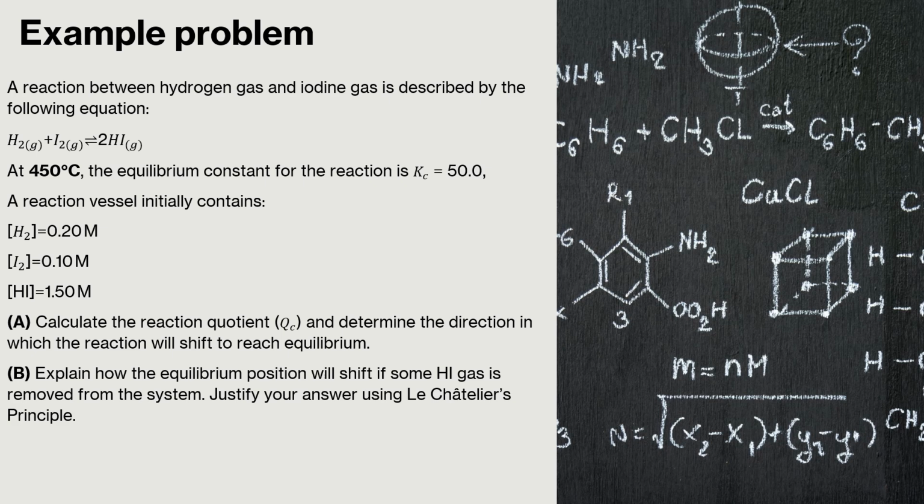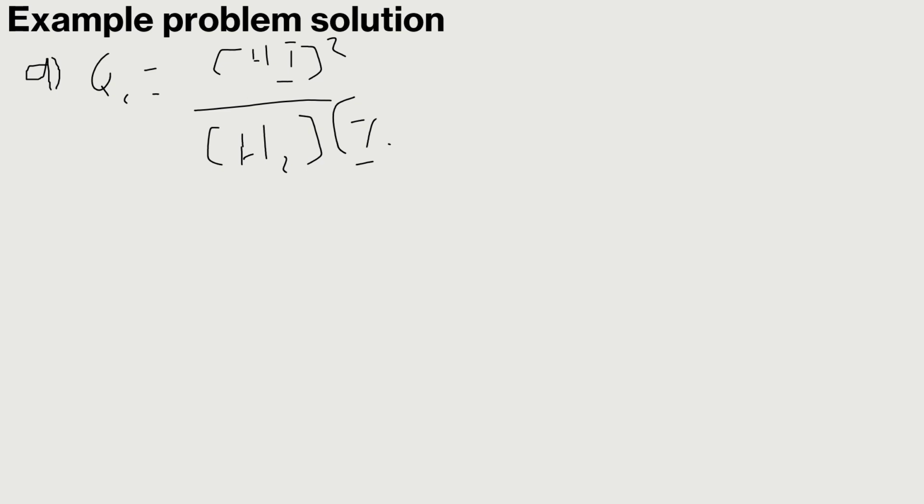Second, we must explain how the equilibrium position will shift if some of the hydrogen iodide gas is removed from the system, and this must be justified using Le Chatelier's principle. So now let's look at how to solve this problem. So for part A, essentially this involves the formula for the reaction quotient, which for Qc in this case will equal the concentration of hydrogen iodide gas squared divided by the concentration of hydrogen gas multiplied by the concentration of iodine gas.